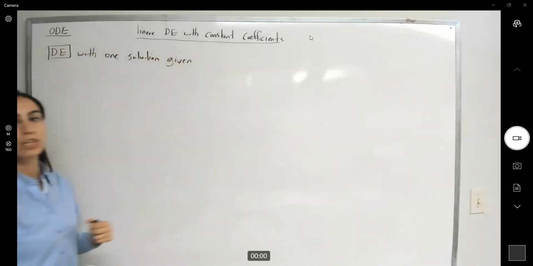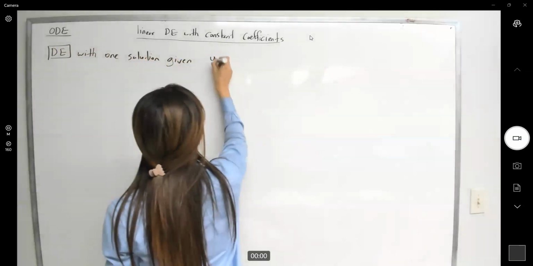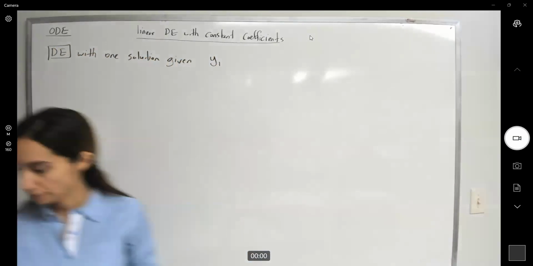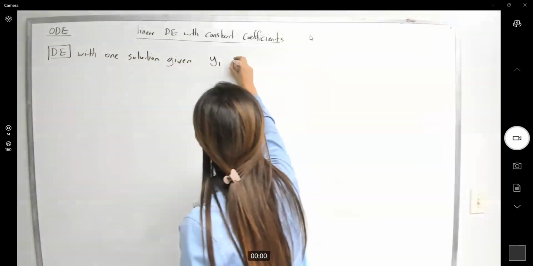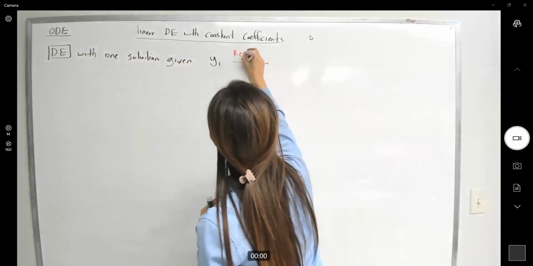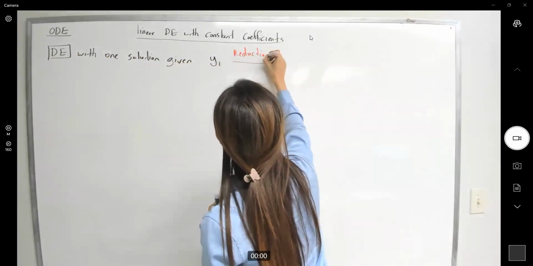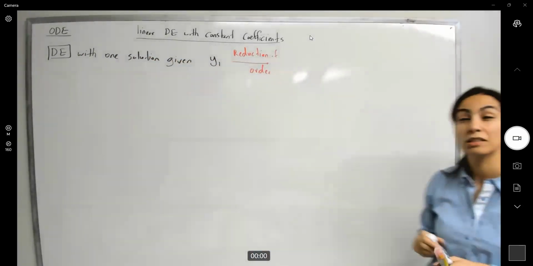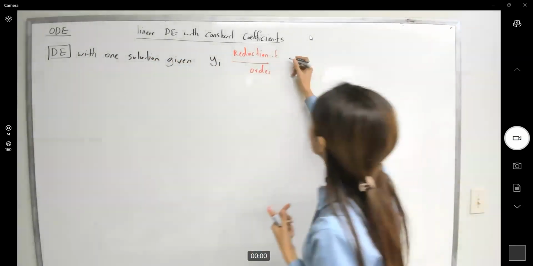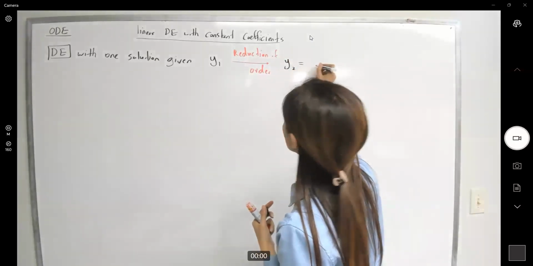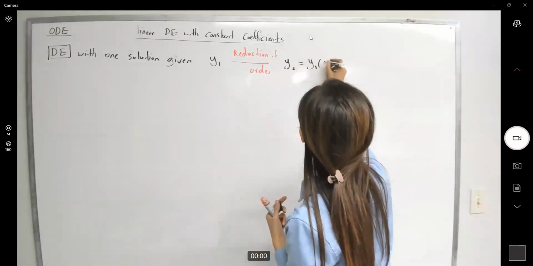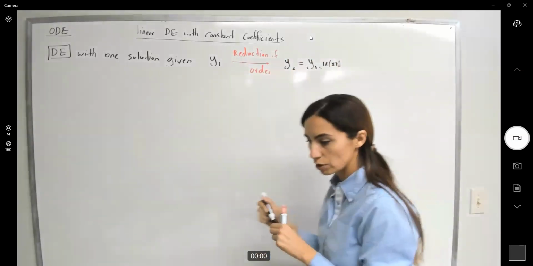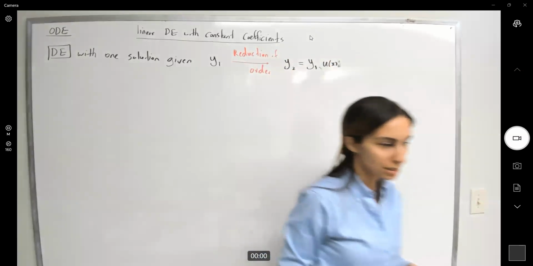If we have one solution like y sub 1, then we can use the method of reduction of order to find the second solution, which is linearly independent from y1. So you get y2, which is equal to y1 times u of x, another function. And in your homework, you saw that sometimes this gets very messy.